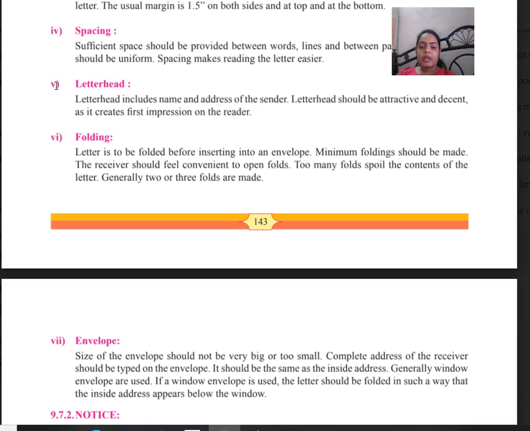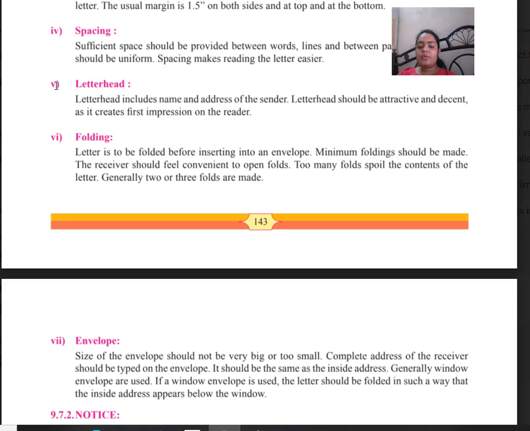Letterhead. Letterhead includes the name and address of the sender. Letterhead should be attractive and decent as it creates a first impression on the reader. So remember, whatever is written in the letter, the proper heading and name of the sender, everything should be written in a proper, attractive and decent way, because this is going to create an impression on the person who is reading your letters. Then folding.